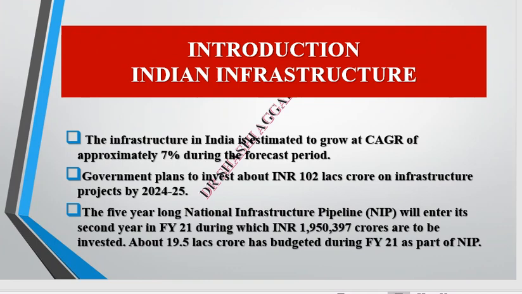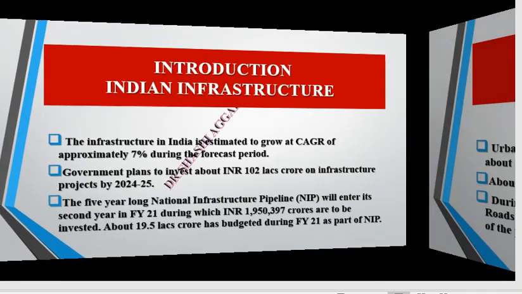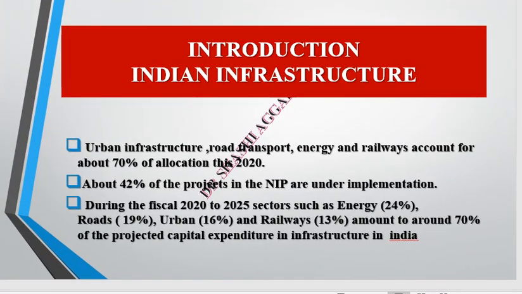The five-year-long National Infrastructure Pipeline will enter its second year in financial year 21, during which 19 lakh 50,397 crore are to be invested. About 19.5 lakh crore has been budgeted during the financial year. Urban infrastructure, road transport, energy, and railways account for about 70% of the allocation in Budget 2020.